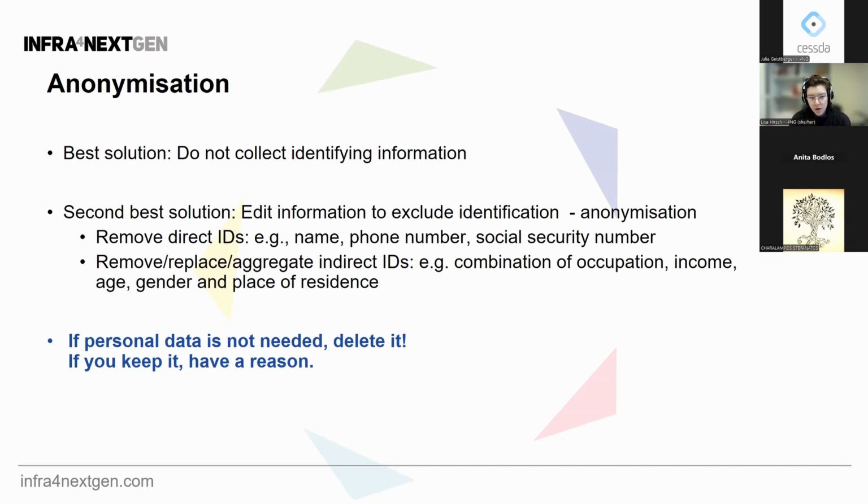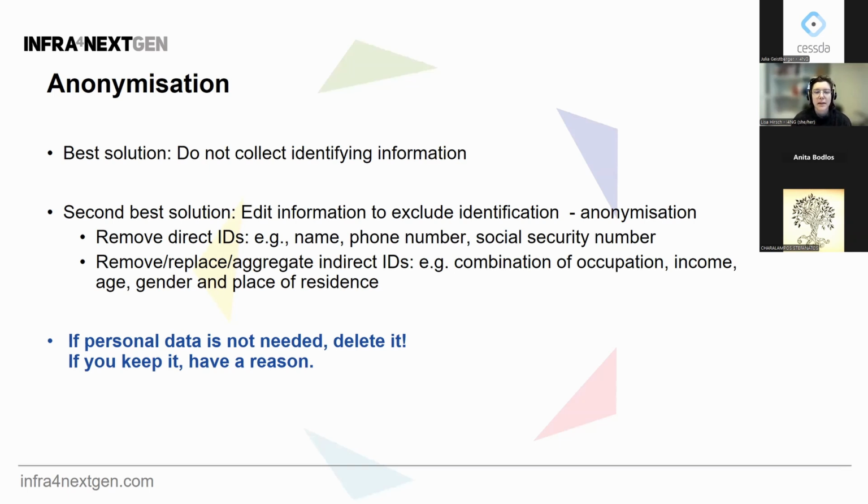The second best solution then is to edit the information to exclude potential identification in the data. That is the process of anonymization. And here there's 2 different aspects. So Anita mentioned direct and indirect identifiers before. With direct identifiers, best practice is to just remove them entirely. So that applies to names, phone numbers, social security numbers, email addresses, IP addresses, and so on. Those should just be removed completely.